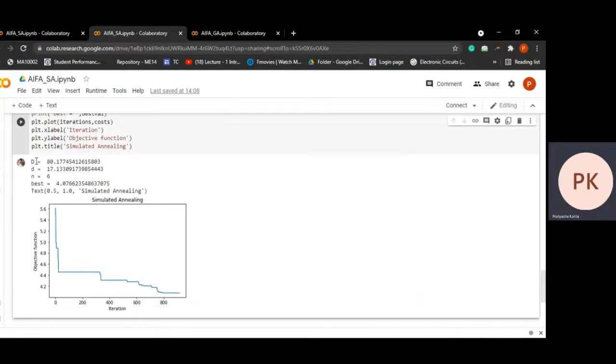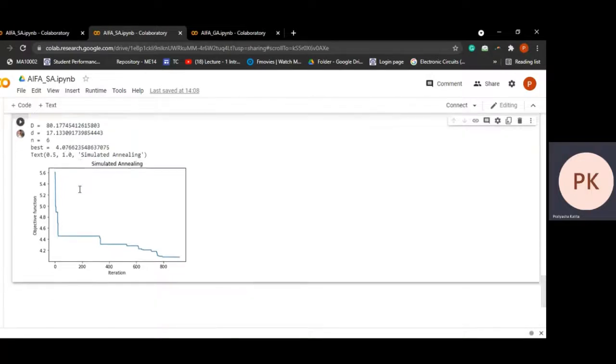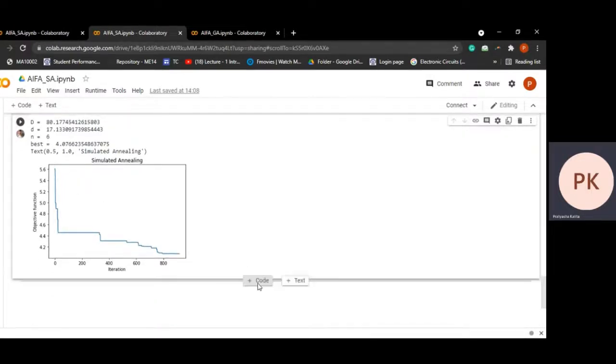So finally we obtain the capital D value, which is 80.17, the small d value 17.13, and n value 6. So the best value of the objective function is found to be 4.076. So that is all for the simulated annealing method.